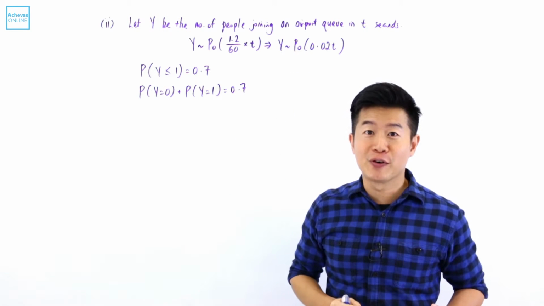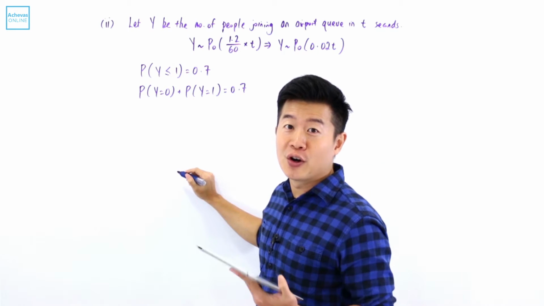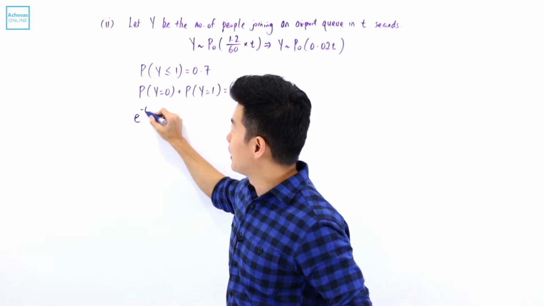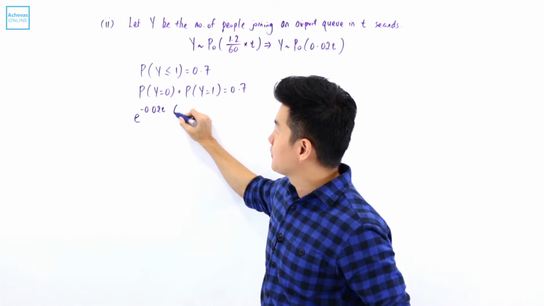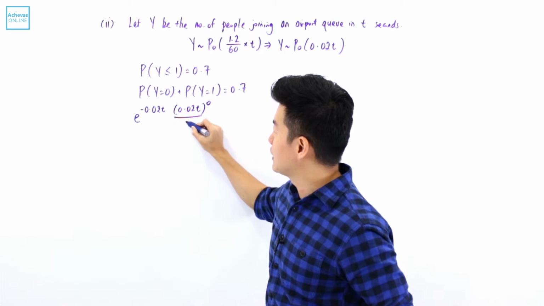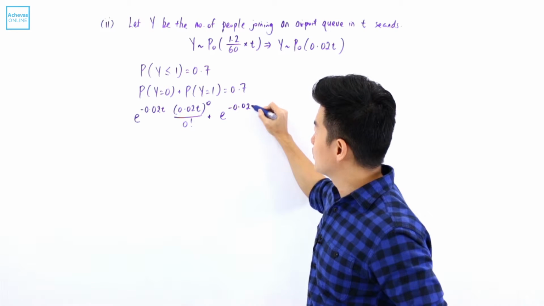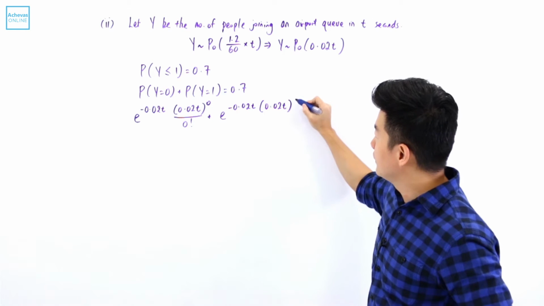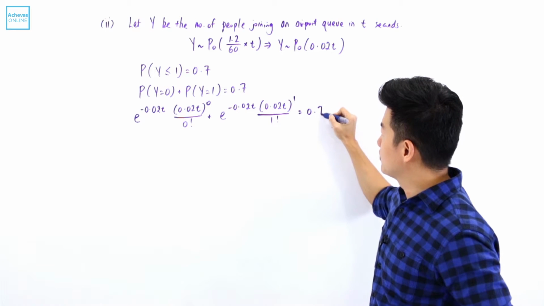So I can make use of the formula from my formula sheet for this. Using the formula for the Poisson distribution, this is e to the power of minus lambda, which is minus 0.02t, and then 0.02t to the power of 0 divided by 0 factorial, plus e to the power of minus 0.02t, then 0.02t to the power of 1 divided by 1 factorial, and this is equal to 0.7.